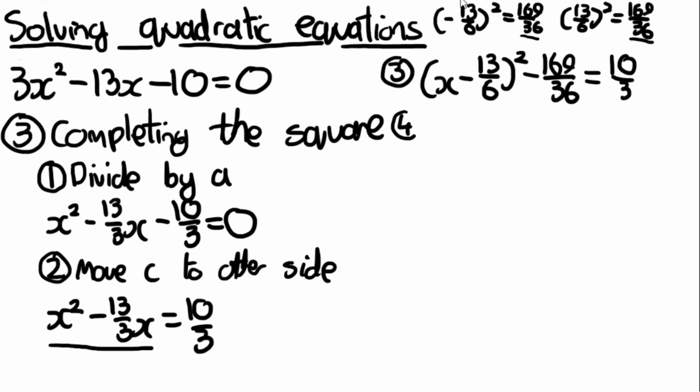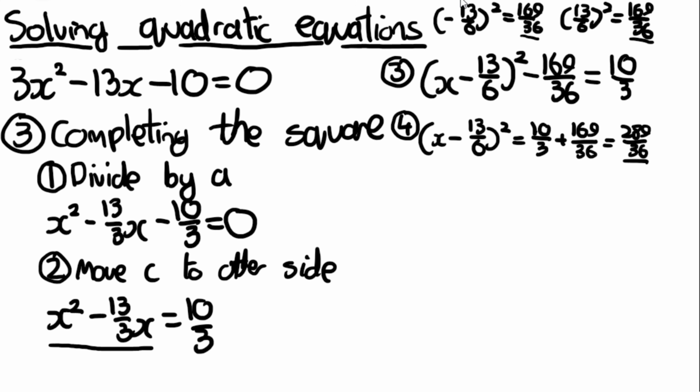The fourth step is to bring the minus 169 over 36 onto the other side. So you're going to do this by x minus 13 over 6 squared is equal to 10 over 3 plus 169 over 36, which is equal to 289 over 36 if you use the calculator. So just to rewrite this if it's a bit complicated, x minus 13 over 6 squared is equal to 289 over 36.